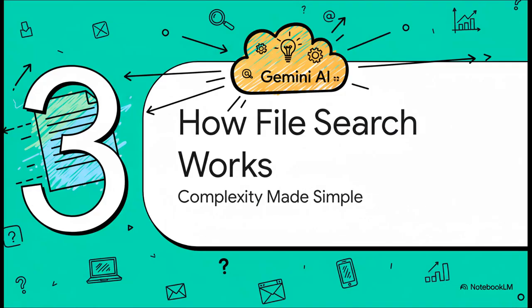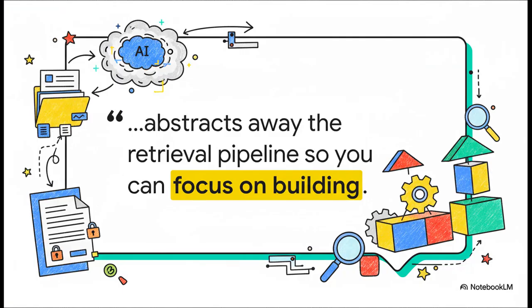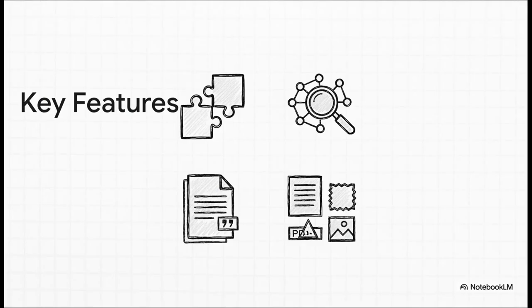Okay, so how does Google pull this off? How do they hide all that complexity and make it so simple to use? Well, let's look under the hood. This quote from Google's announcement really just says it all, doesn't it? It abstracts away the retrieval pipeline so you can focus on building. It's all about getting rid of the annoying, complicated stuff so that developers can do what they do best: create and innovate.